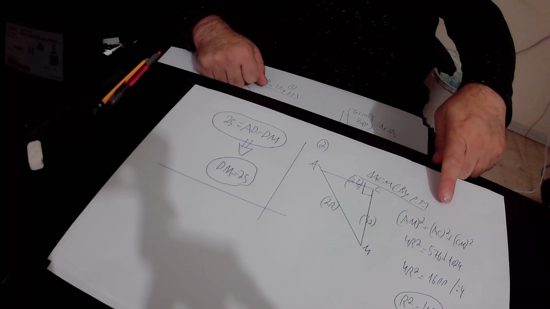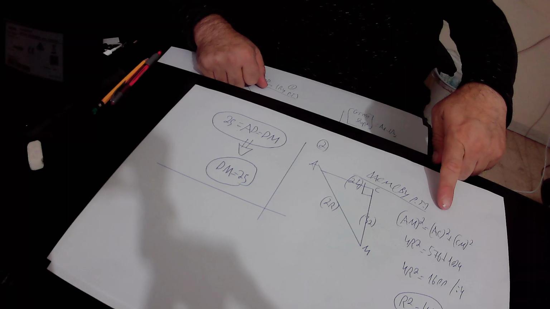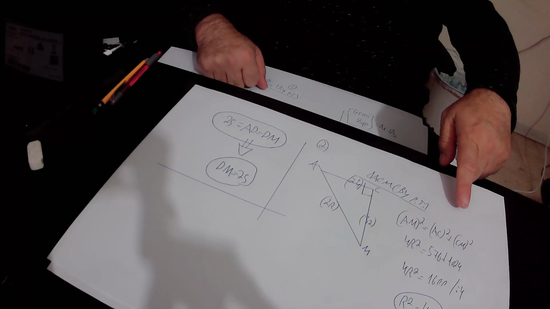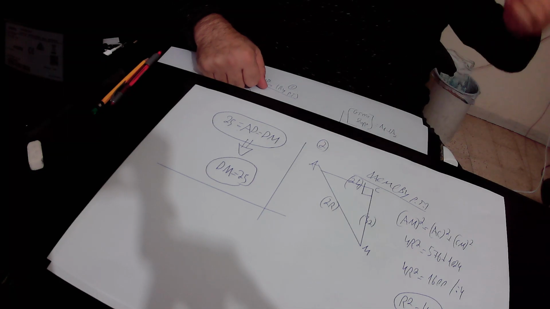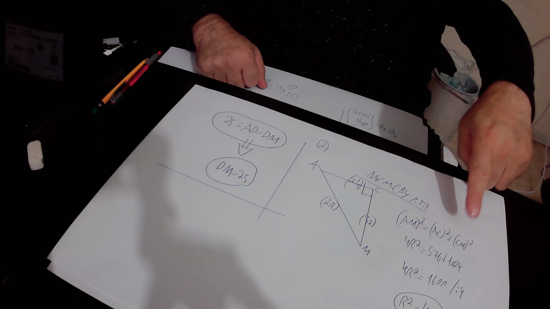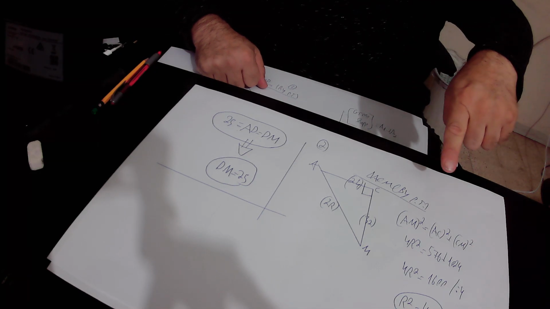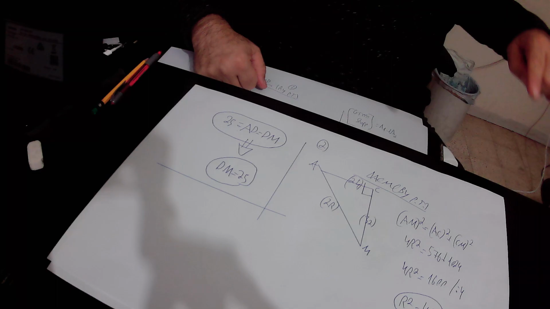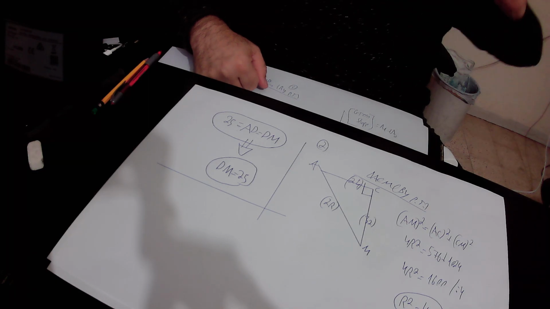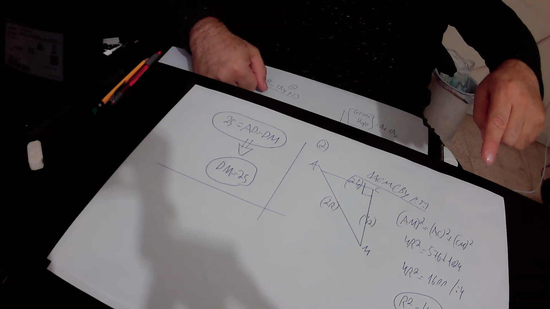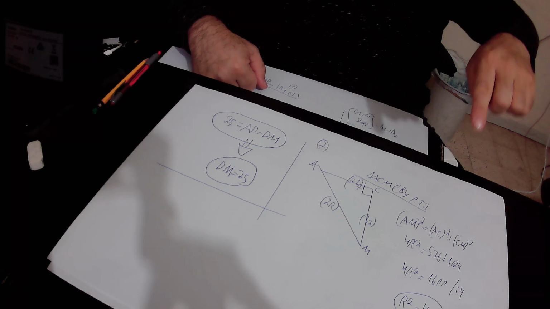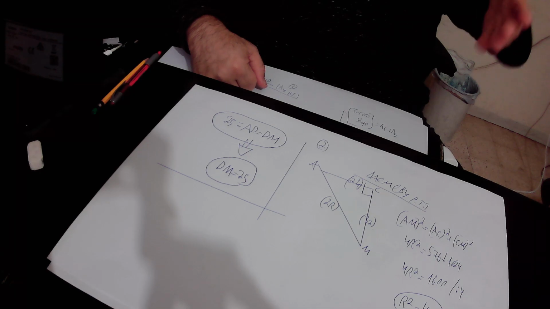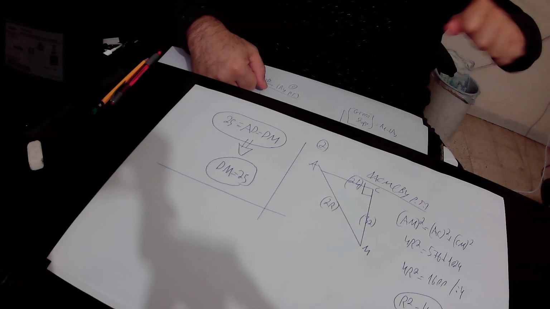So AM square equals to AC square. AC is 24, therefore AC square is 24 squared, that is 576, plus CM square. CM is 32, therefore CM square is 32 squared, that is 1024. So in conclusion, we found out that 4R square equals to 576 plus 1024. 576 plus 1024 in total equals to 1600. So 4R square equals to 1600.